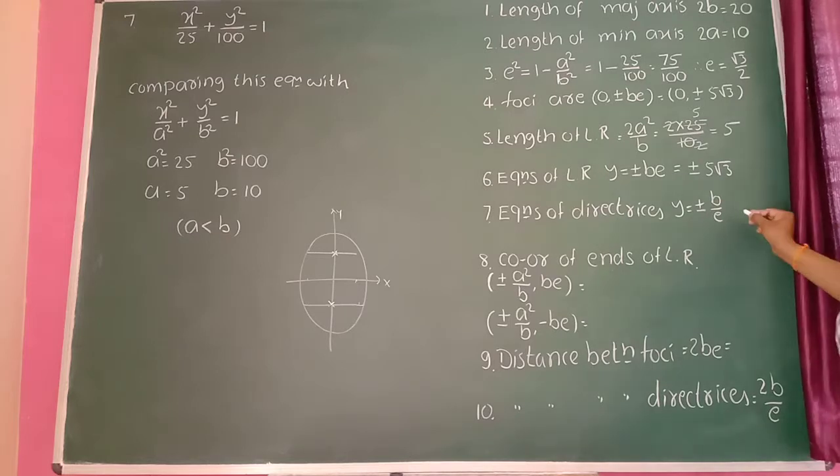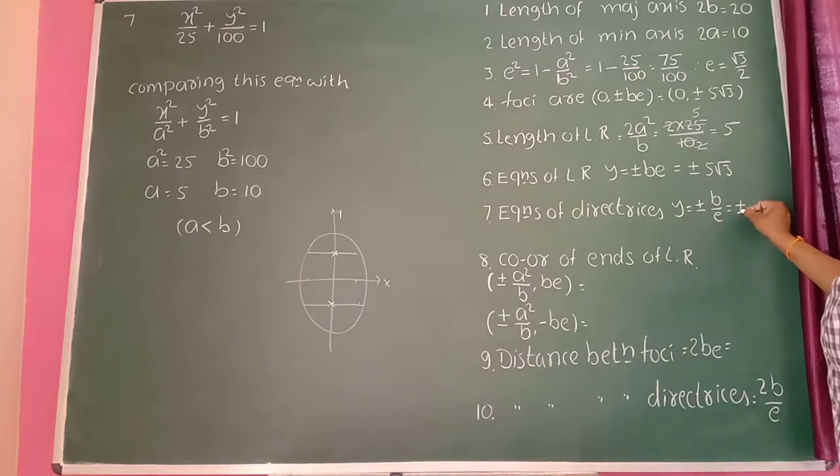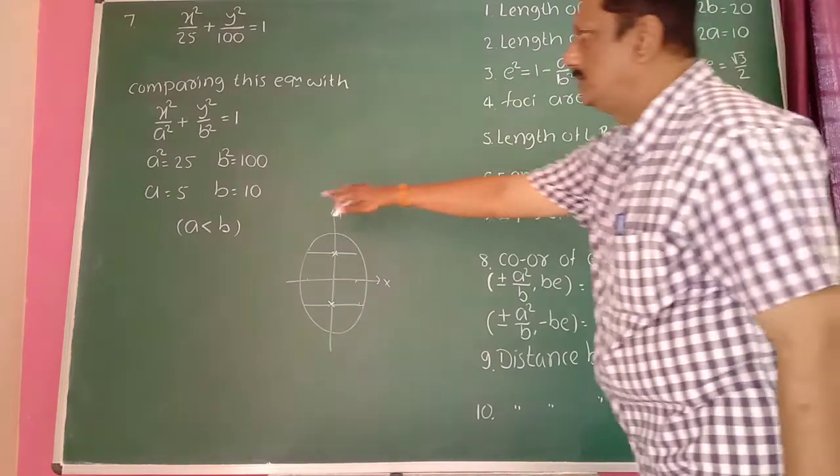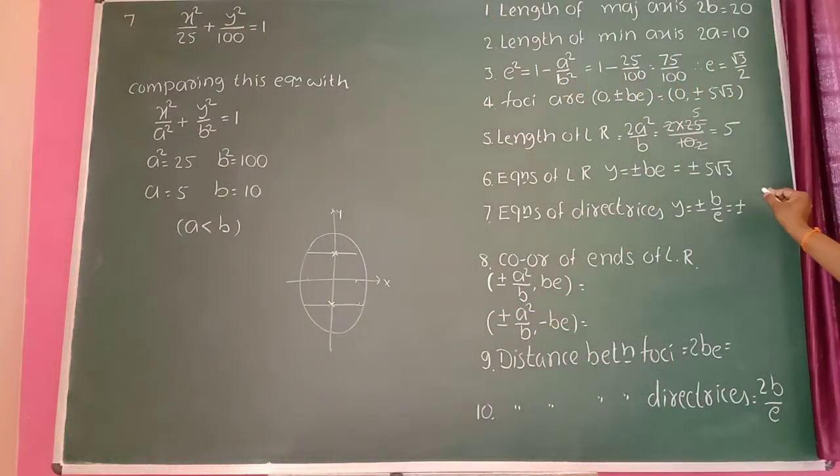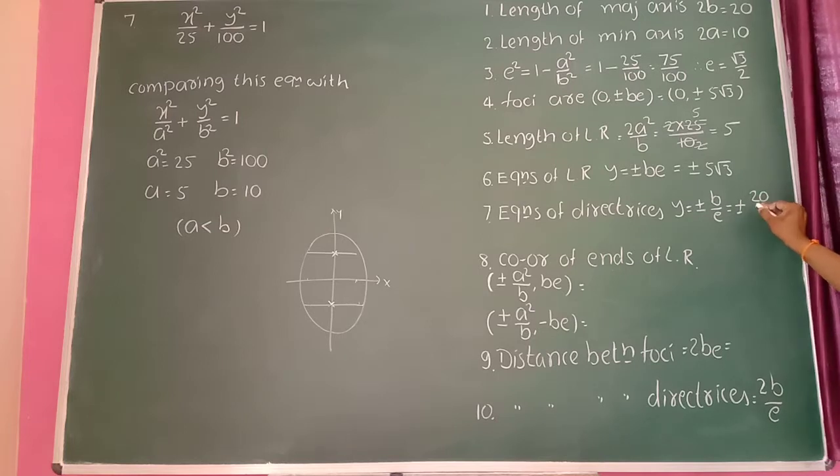And the equations of the directrix are y equals plus or minus b upon e. The b value is 10 here, and the e value is this one. The 2 goes to the numerator, so it is 20 divided by root 3.